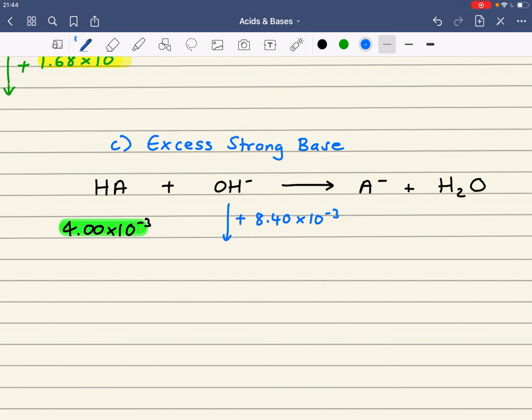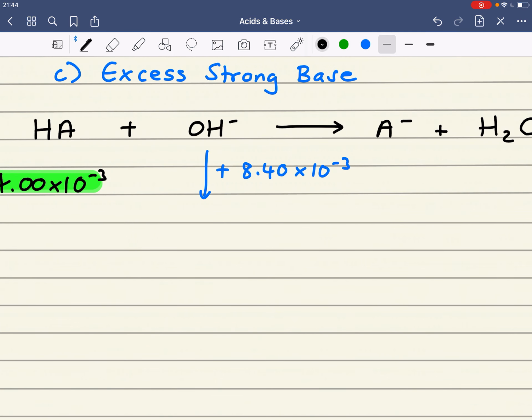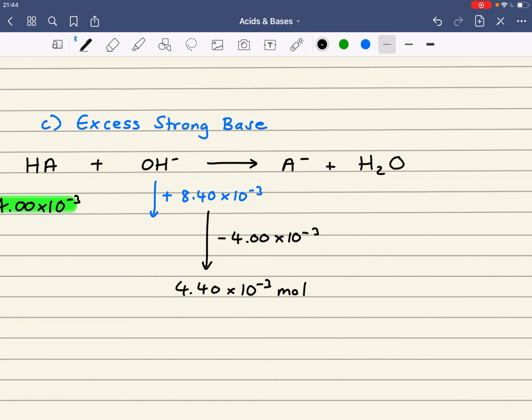What you're going to have then is an excess of hydroxide ions. For every mole of hydroxide ions that react, a mole of HA reacts. So the moles of hydroxide ions in excess is going to be 8.4 times 10 to the minus 3 minus the number of moles of HA which has reacted with it. So that's going to give you 4.4 times 10 to the minus 3 moles. The amount of A minus that you've got there is not relevant because that's not going to affect the pH. So the only thing which is relevant here is the moles of hydroxide ions.